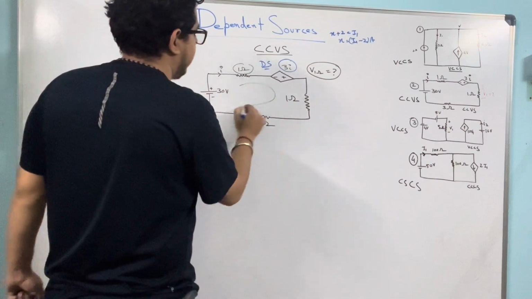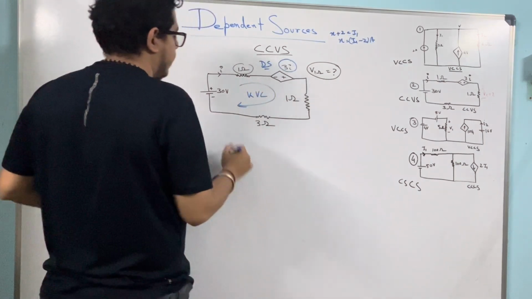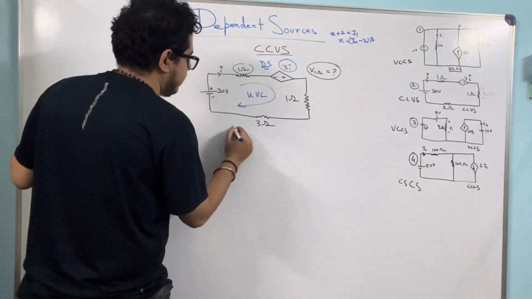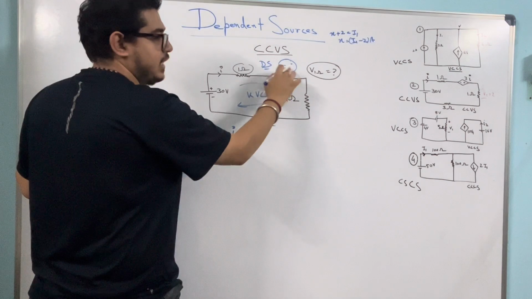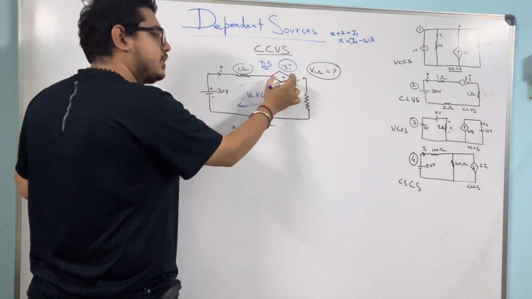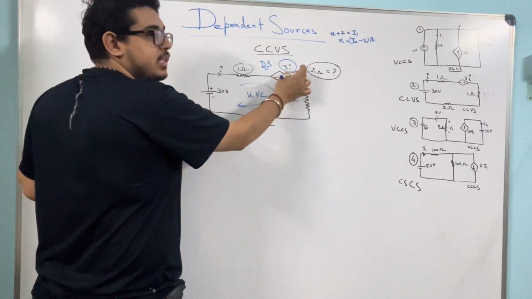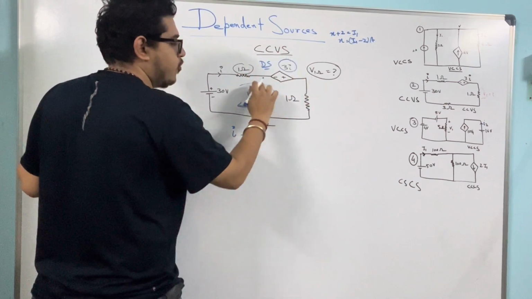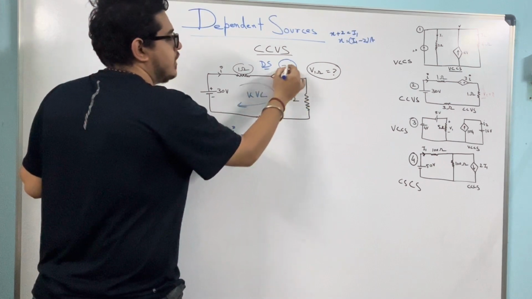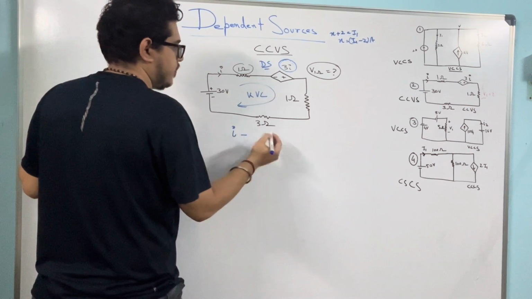Using KVL, we will write I minus 3I, because this is not a current, okay? This is the potential drop itself. This is not a current source, but the value of the potential is in terms of current, that's it. So it is a potential drop only. 3I is the value of the potential drop, not the current. So don't panic about that.